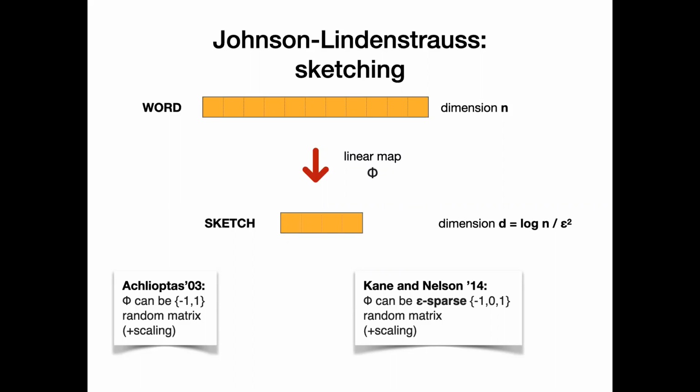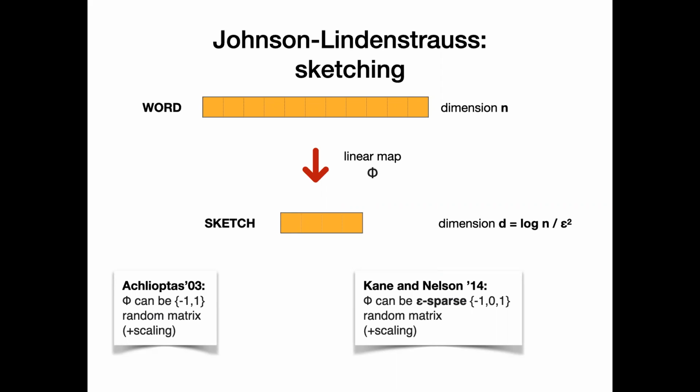And by a result of Achlioptas, this map can be just a random matrix filled uniformly at random with plus minus 1 coefficients. By results of Kane and Nelson, this map can be even made sparse by just preserving only a small number of elements in each column.